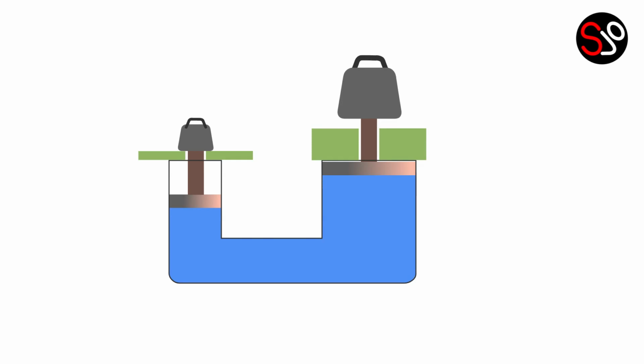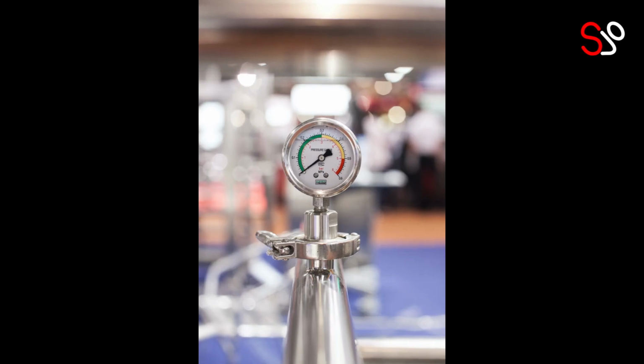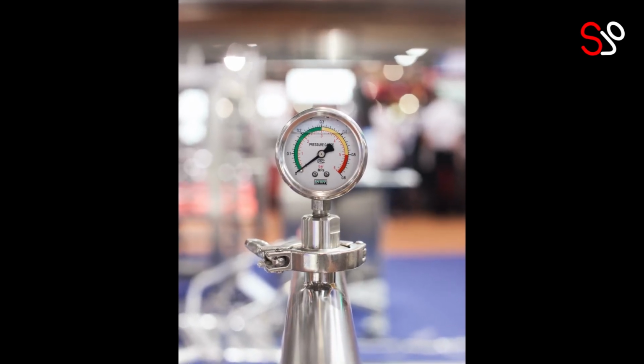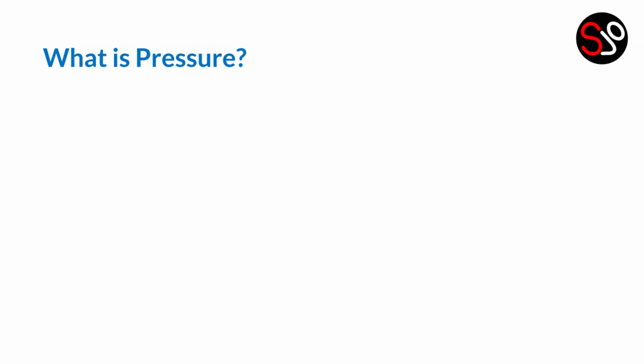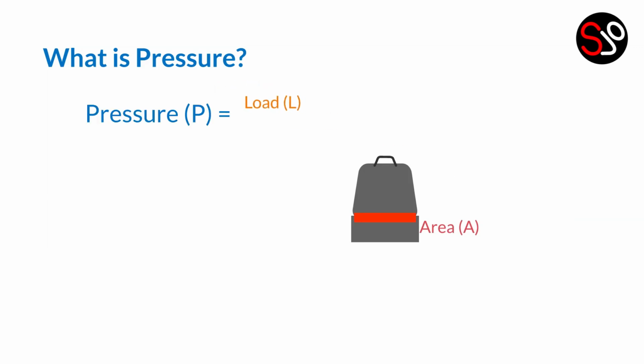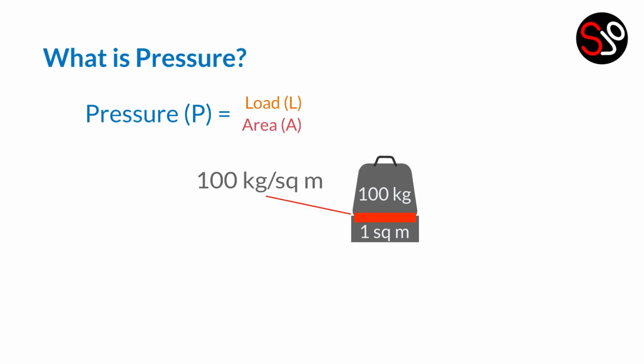To understand and visualize the concept, we should scientifically know what pressure is. So, what is pressure? When a certain load is acting over a given area, the pressure will be generated between the surfaces, and the pressure can be said to be the load per area. For example, if a 100 kilograms load is applied over the area of 1 square meter, then the pressure will be equal to 100 kilograms per meter square.